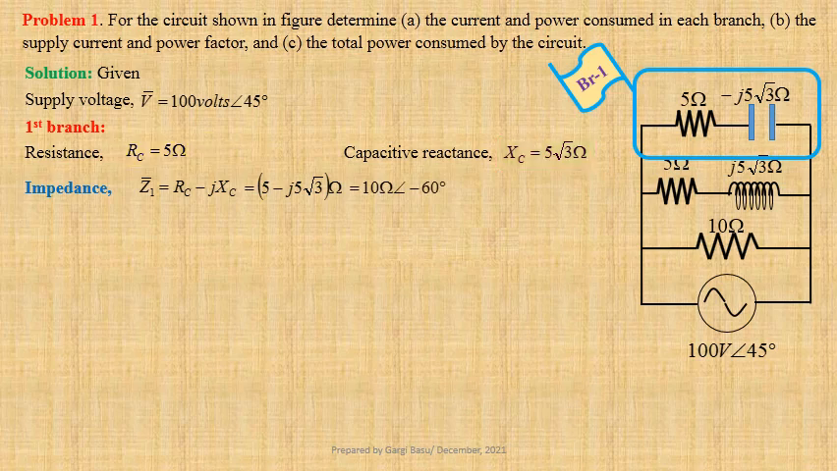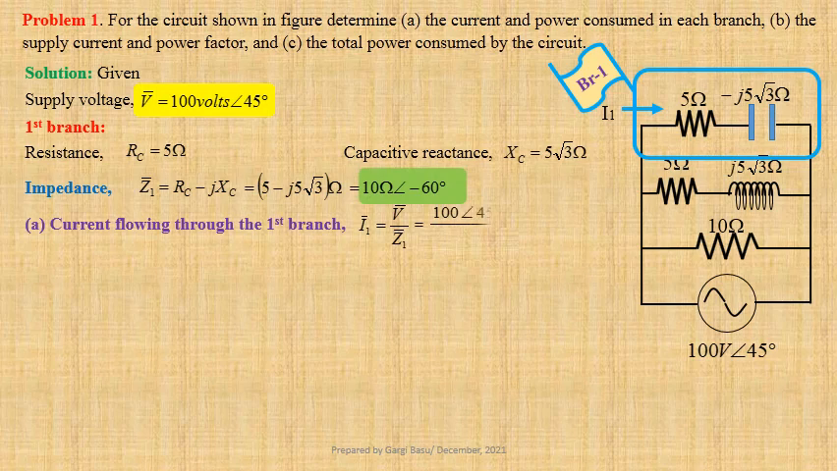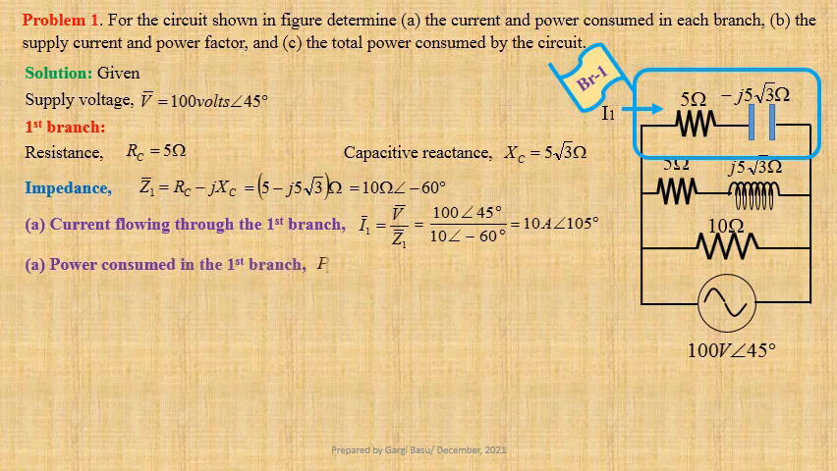Now we shall calculate current flowing through the first branch. I1 equals V divided by Z1. Using values we get 100 at an angle 45 degree divided by 10 at an angle minus 60 degree. That gives us 10 ampere at an angle 105 degree. Power consumed in the first branch, P1 equals I1 square into RC. Using values we get 10 square into 5, that is equal to 500 watts.